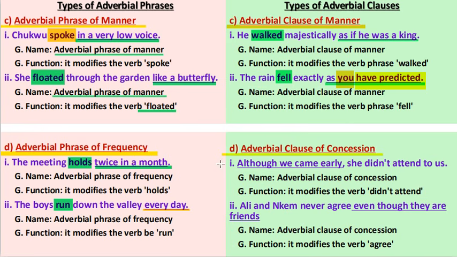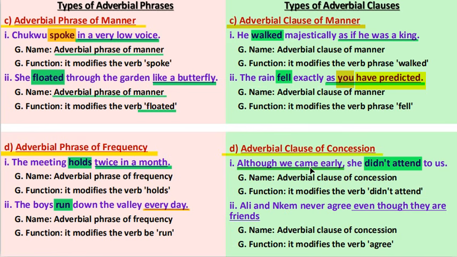Although we came early, she didn't attend to us. Although we came early is an adverbial clause of concession, and it modifies the verb didn't attend. One thing about adverbials is that they sometimes can be moved from one part of the sentence to another.